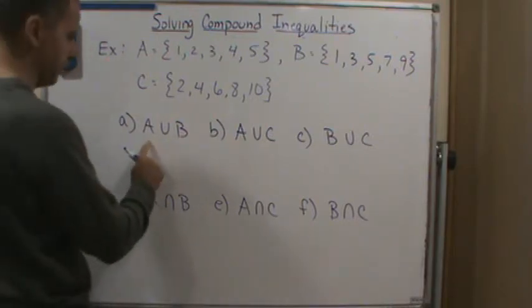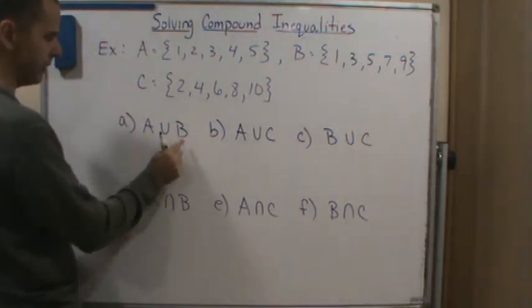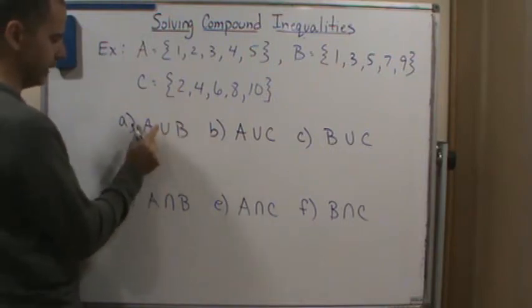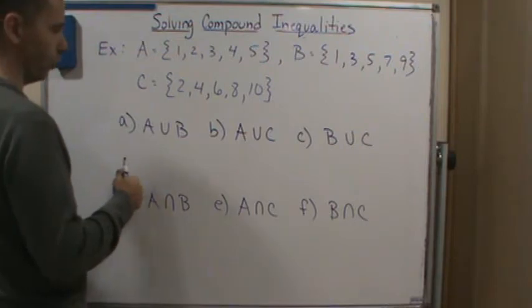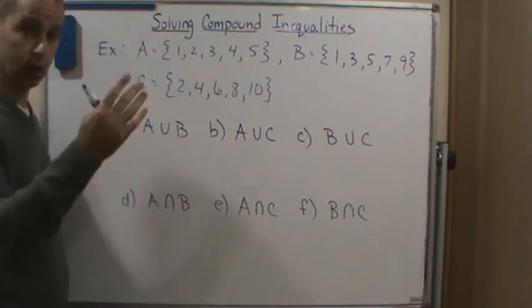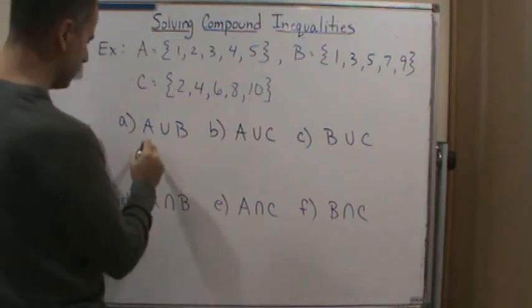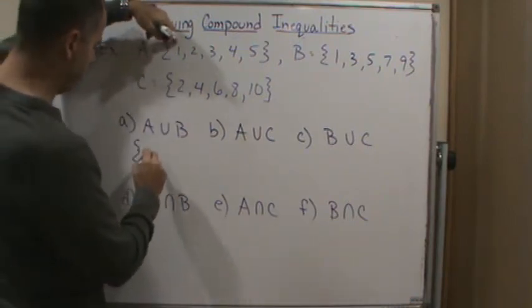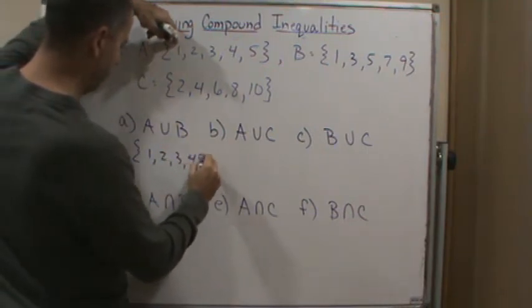So for part A, A union B, that means we want everything that's either in A or B or both. Okay? So what does that mean? We're going to include everything and get rid of any duplicates. So that means this is going to be the set A. A is 1, 2, 3, 4, 5.